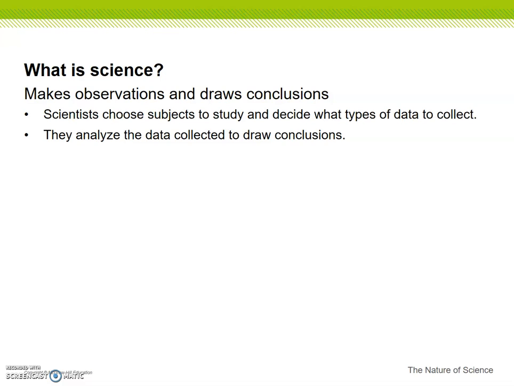So, science makes observations and draws conclusions. That's something you do when you're trying to figure things out about the natural world. Scientists are going to choose subjects to study and decide what types of data to collect. Then they're going to analyze that data that they have collected and begin to draw conclusions. And they use the data, they use the facts to figure out what's going on. They don't make assumptions.